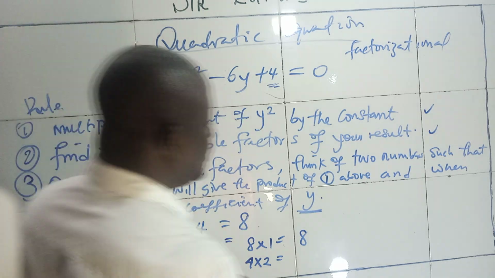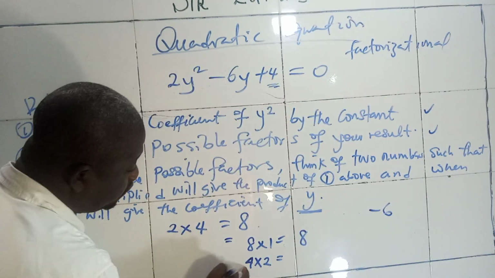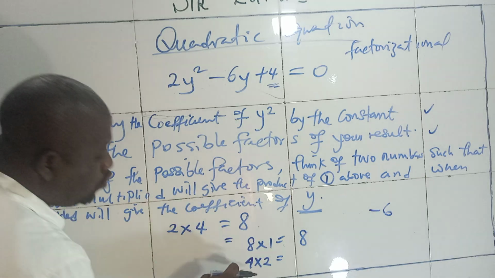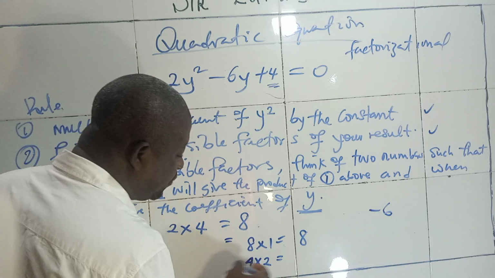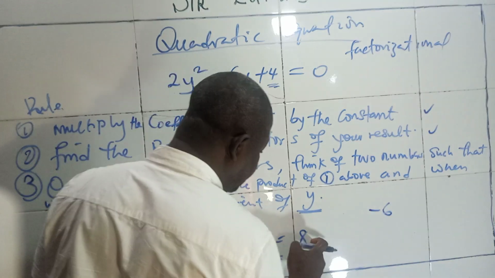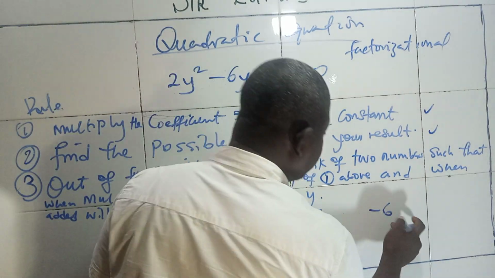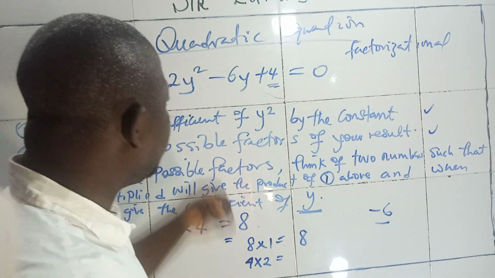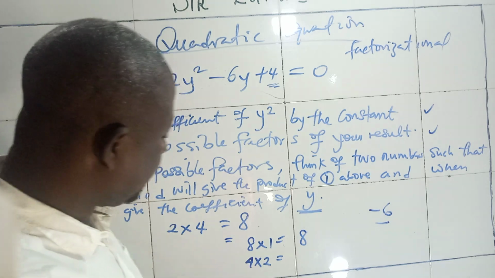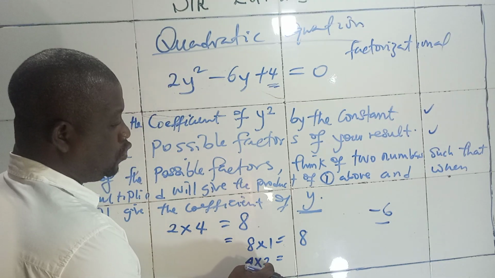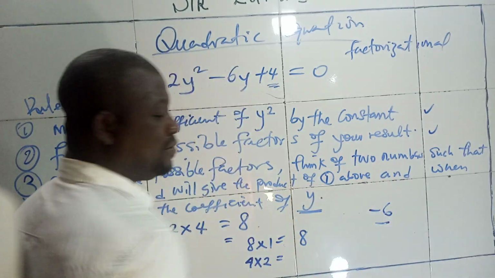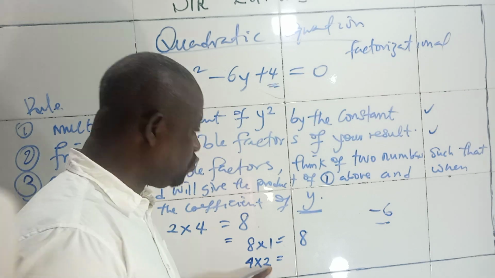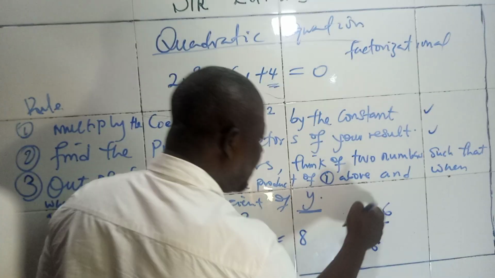What's the coefficient of y? Minus 6. You now say, out of these numbers, 8 and 1, 4 and 2, think of which one that when you multiply them together will give you 8, and when you add them together will give you minus 6, because the coefficient of y is minus 6. Now how do I get minus 6 from these two numbers? If I say 4 plus 2, I will have 6. 6 is not minus 6. If I say 4 times 2, it will give me 8. But 4 plus 2 gives me 6, not minus 6.